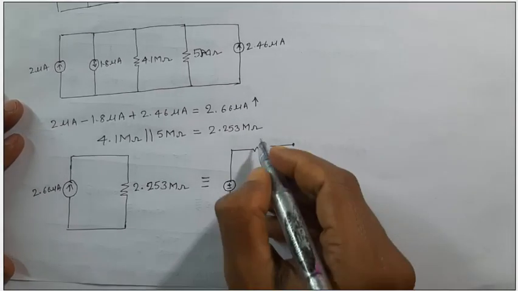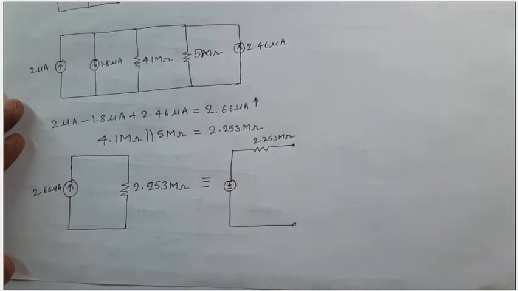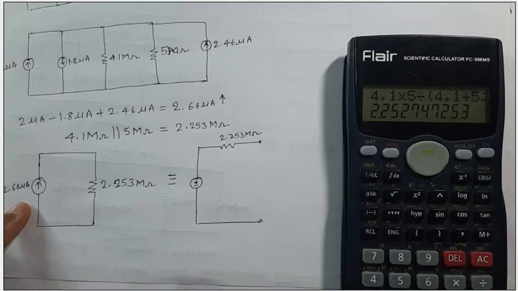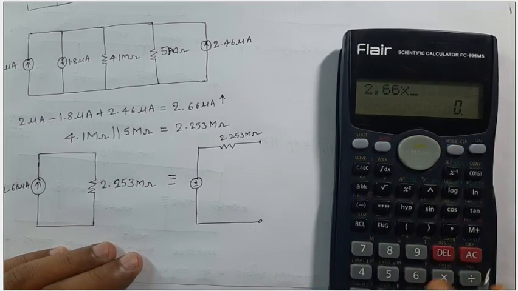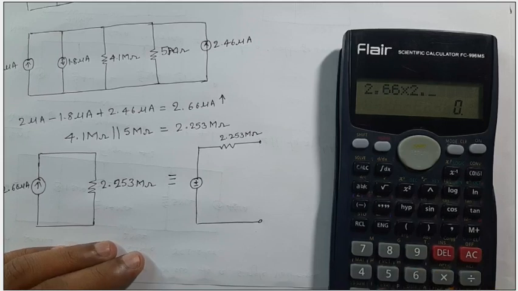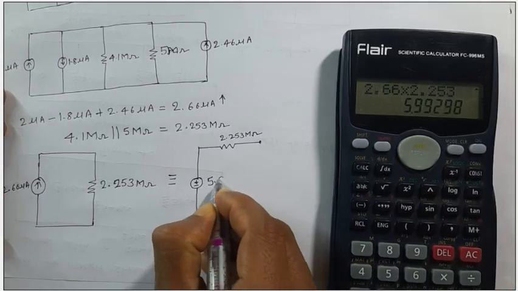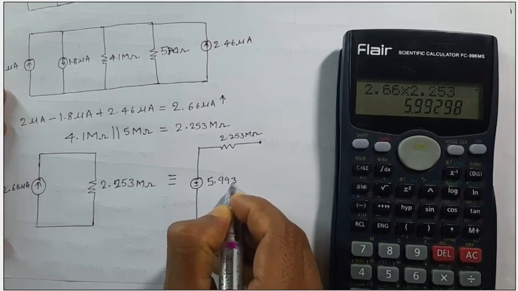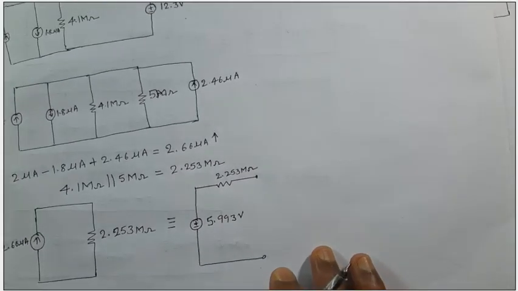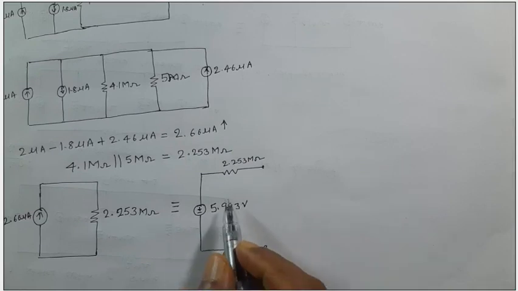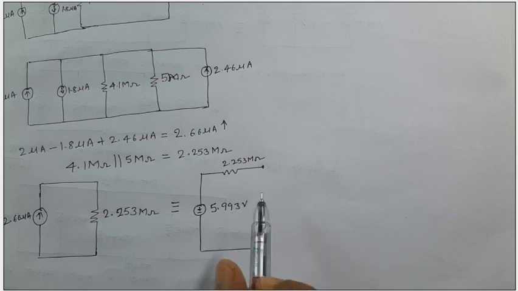So now this series resistance value is 2.253 mega ohm, and this voltage source value is 2.66 into 2.253, which is equal to 5.993 volts.